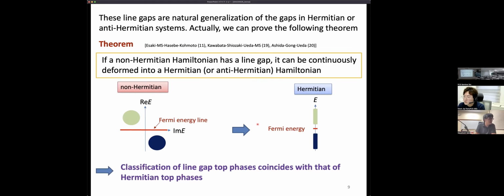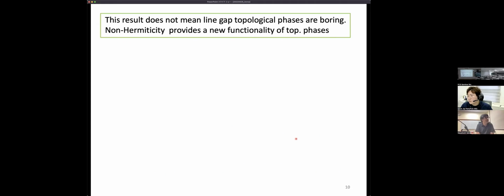This means that the classification of line gap topological phases coincides with that of Hermitian topological phases, since we can deform this non-Hermitian system into a Hermitian one. So you might think that this result means line gap topological phases are boring, but this is not true. Non-Hermiticity provides a new functionality of topological phases.